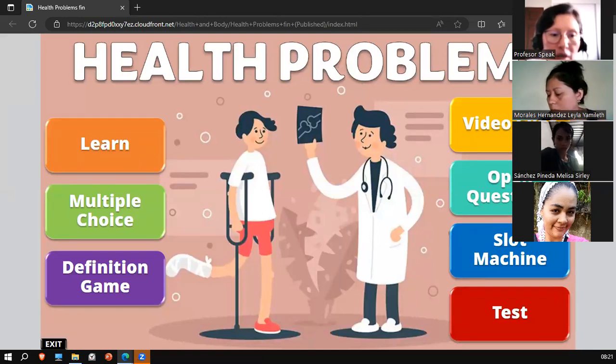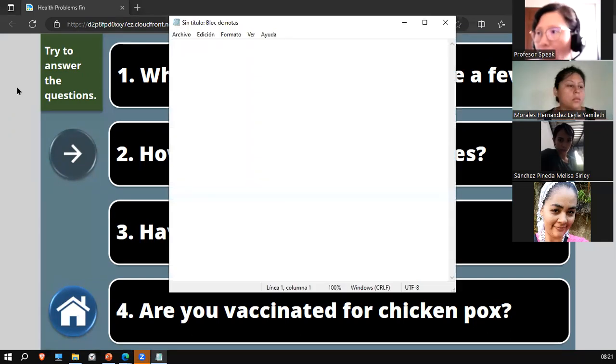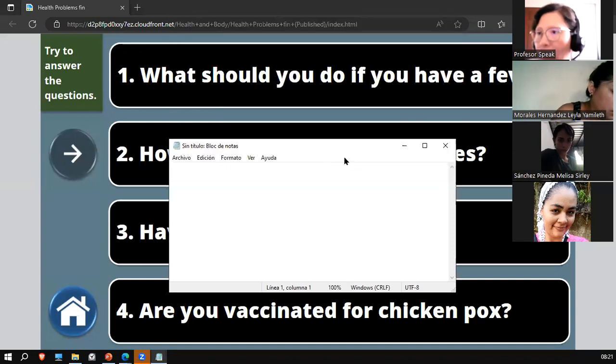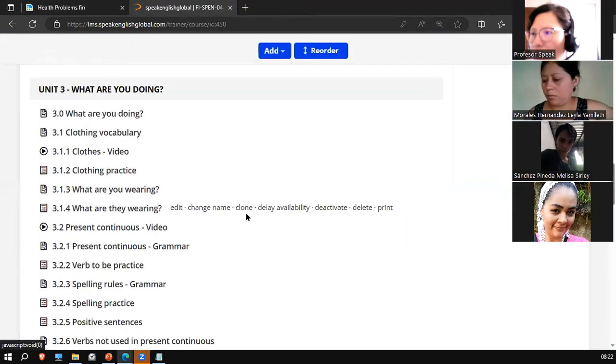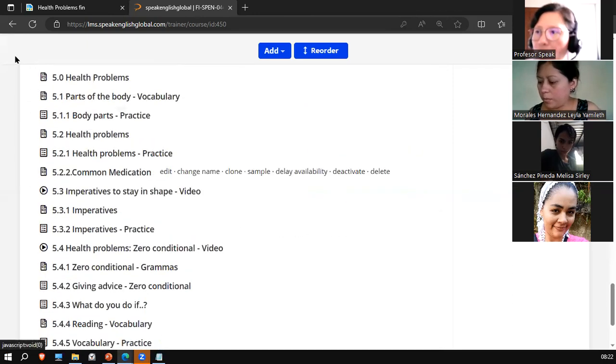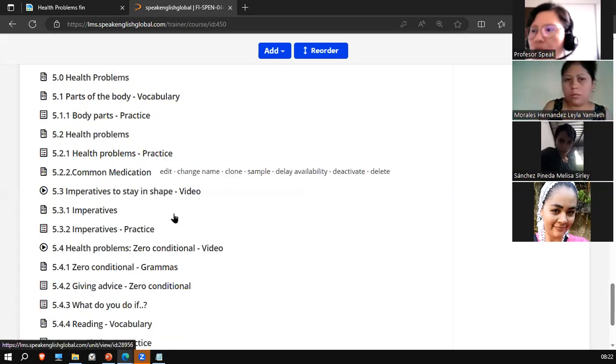Okay, if you see, I'm going to bring them here. So it says, what should you do if you have a fever, right? For this one, we have different ways to answer, okay? And this will serve as an introduction to what is coming, because we are already working here in unit number 5. We are studying health problems, and then we continue with body parts, etc.